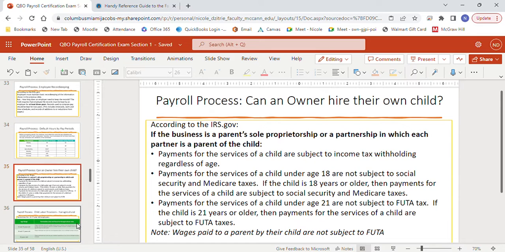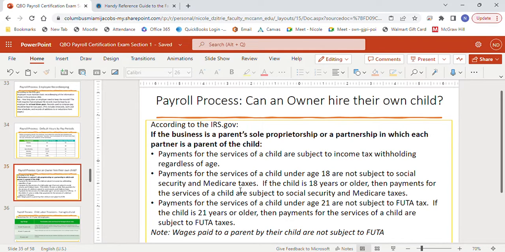If the business is a parent's sole proprietorship or a partnership in which each partner is a parent of the child. So they're saying, can an owner hire their own child? It looks like they took these questions away from section 1. I'm not sure if they have any in section 2, but here is what it falls under if they want to hire their own child.